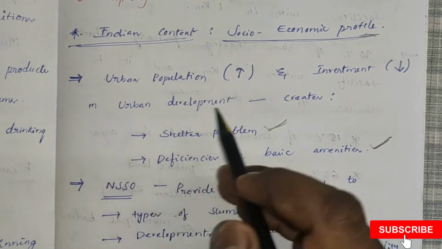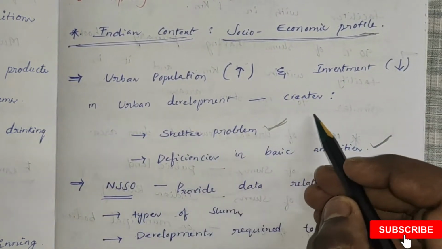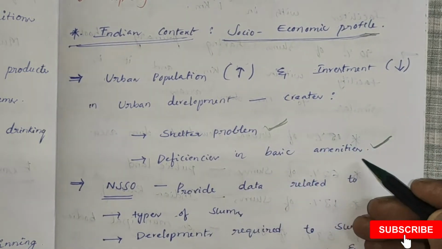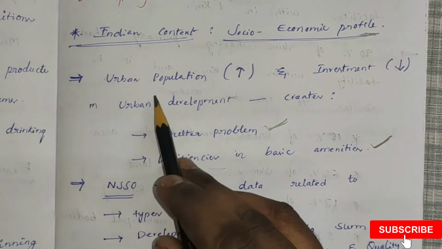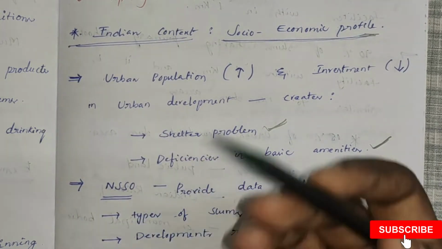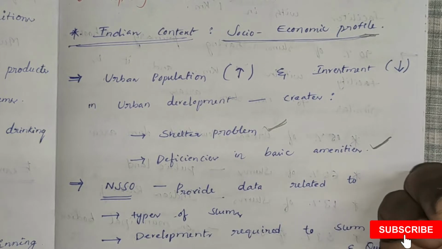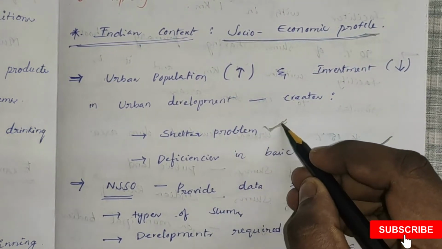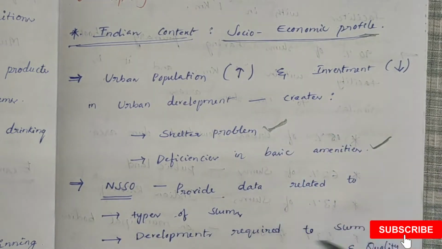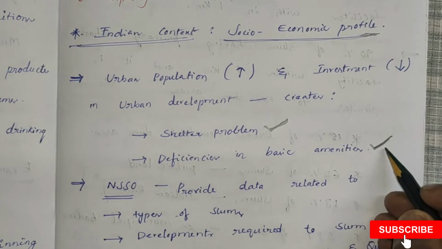Increase of urban population and decrease in investment in urban development creates shelter problems and deficiencies in basic amenities. It's a causal one, right? The urban population is increasing, and the investment in urban development is gradually decreasing. So it leads to shelter problems for the population because the population has increased, and deficiencies in basic amenities due to the decrease in investment in urban development.